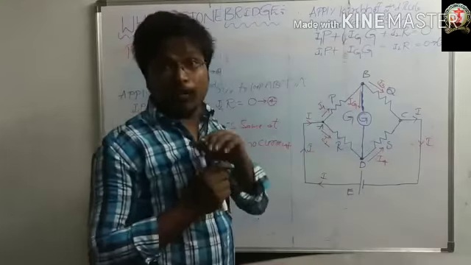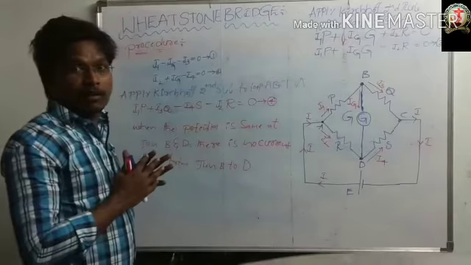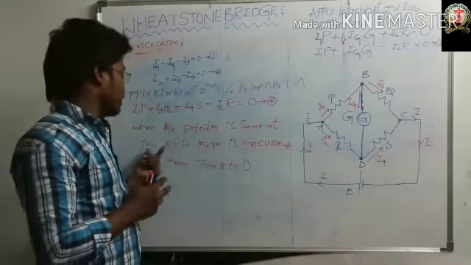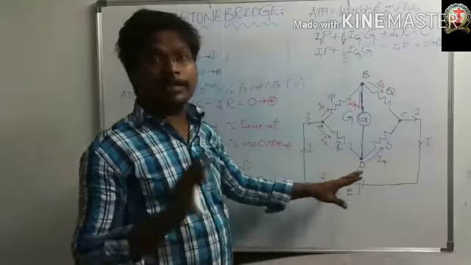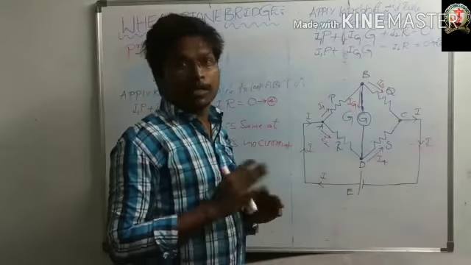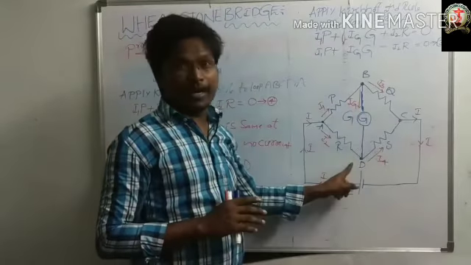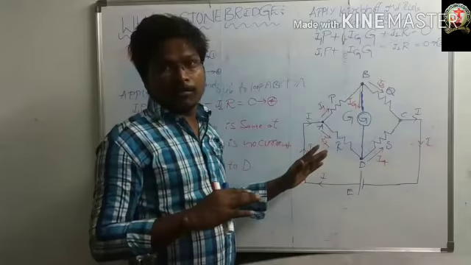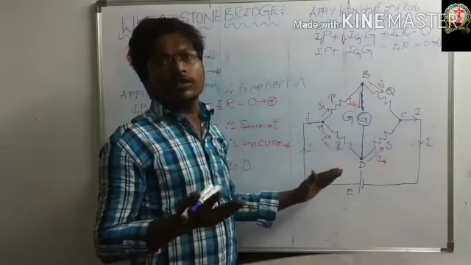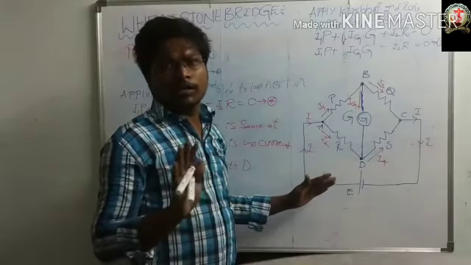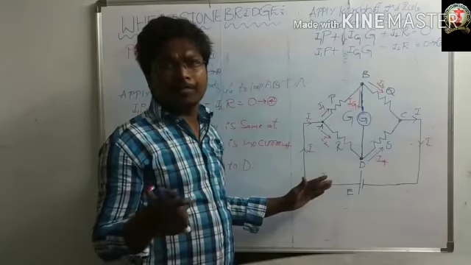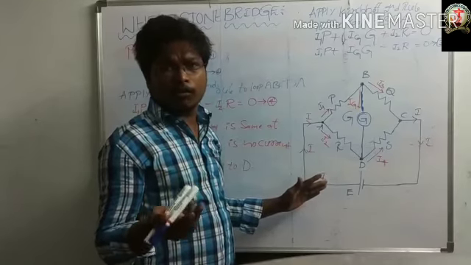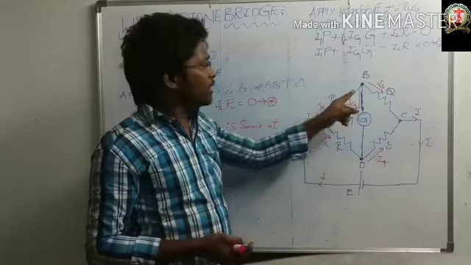But here the condition I took is the same potential. When the potential is the same at points B and D, the charges are the same. So 10 here, 10 here, how will charges flow? Charges won't flow. Charges not flowing means current surely won't flow. So I took that condition.